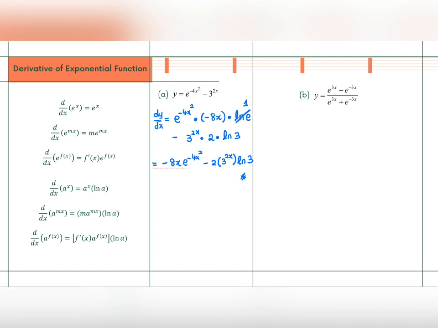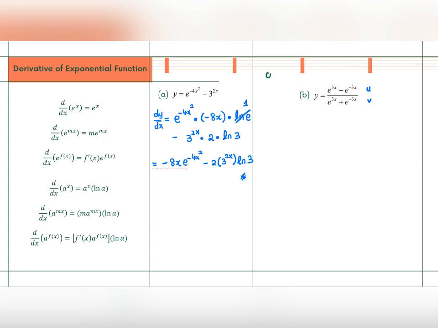Okay, so this time it's a little complicated because we have the quotient rule. Okay, so untuk soalan B ini dia ada 2 cara. Jadi saya akan tunjukkan cara yang pertama dahulu. So e to the power of 3x minus e to the power of negative 3x, let's say ini adalah saya punya u. E to the power of 3x plus e to the power of negative 3x will be my v. Okay, kita akan gunakan quotient rule.